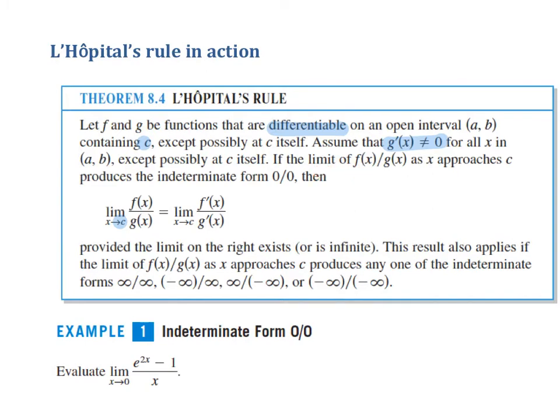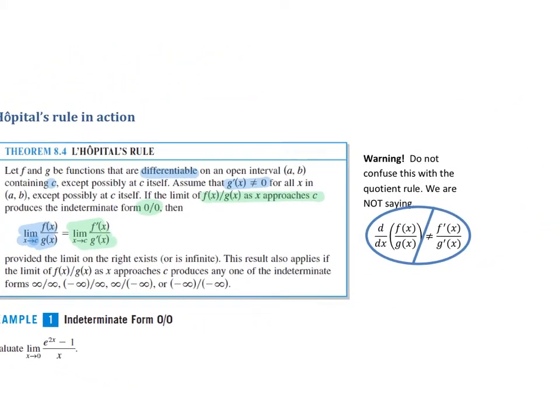Here's the deal. What L'Hopital's rule says is, if the limit of f of x over g of x, as x approaches c, produces the indeterminate form 0 over 0, then we can find this limit by finding the limit of the derivatives. Another way of saying that, the limit of the ratio of the functions is equal to the limit of the ratio of the derivatives of the functions. Notice we're taking the derivative of the top and the derivative of the bottom. We're not taking the derivative of this whole fraction. Very important note.